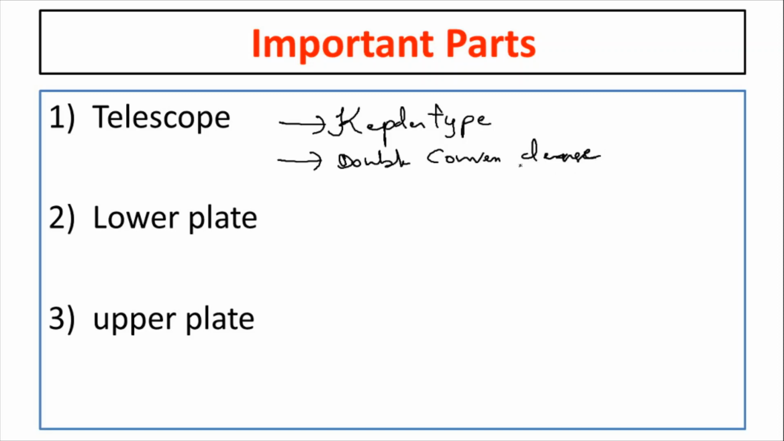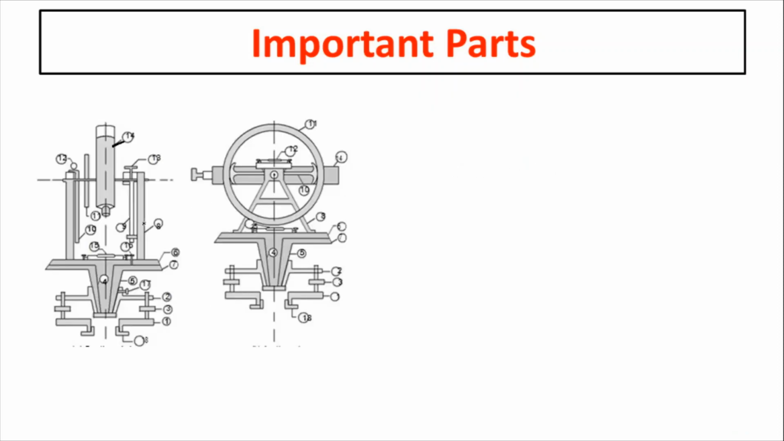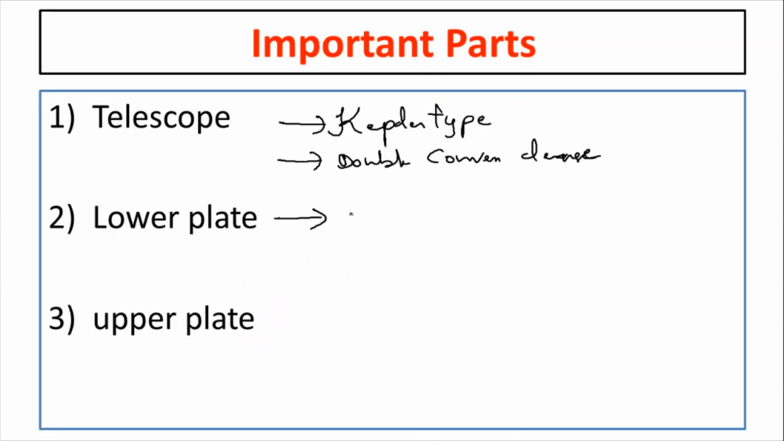Double convex lens. Okay, then the theodolite consists of two plates like this. One is the lower plate and another one is the upper plate here. First, the lower plate is also called the main scale plate, because the main scale is fixed on the lower plate. And the lower plate will be in the form of a circle with 360 degrees.